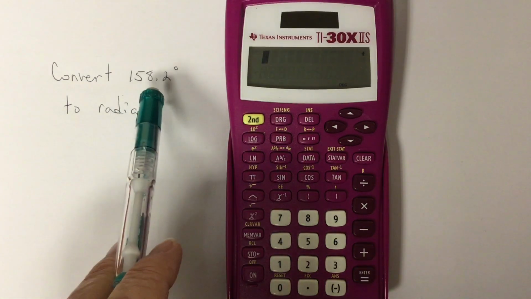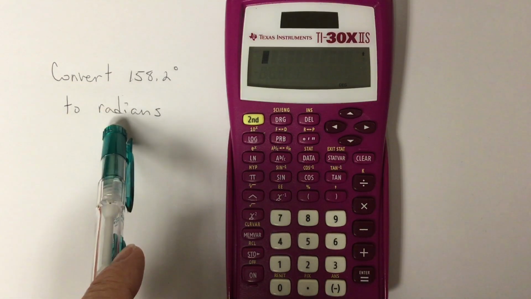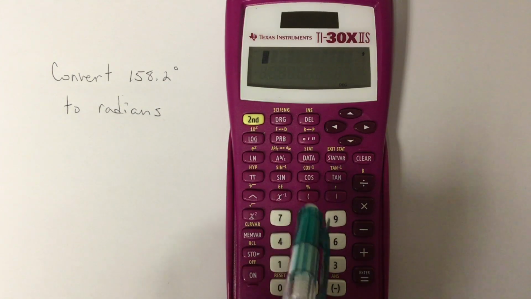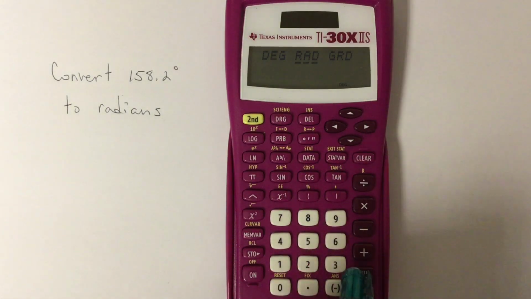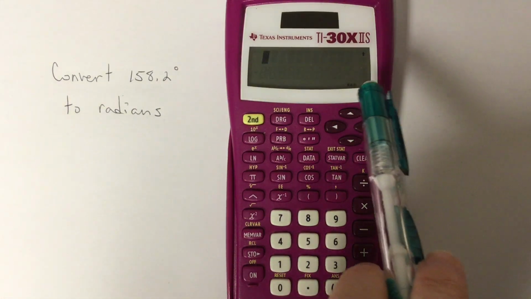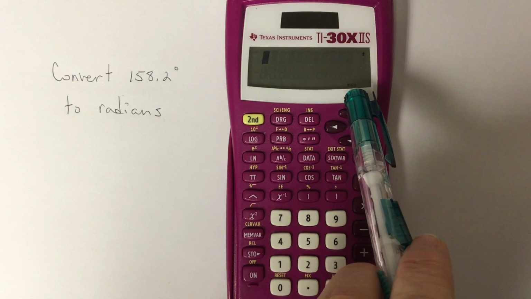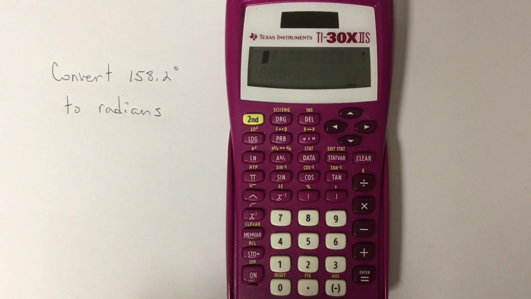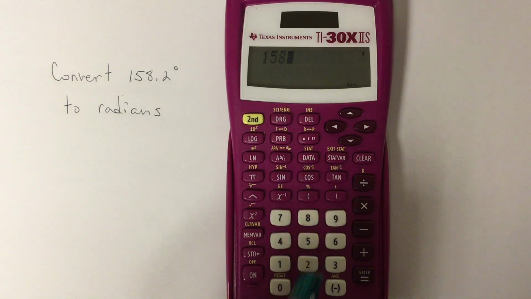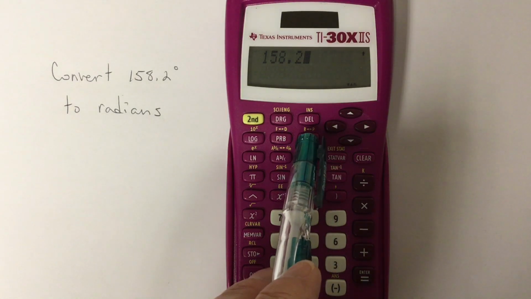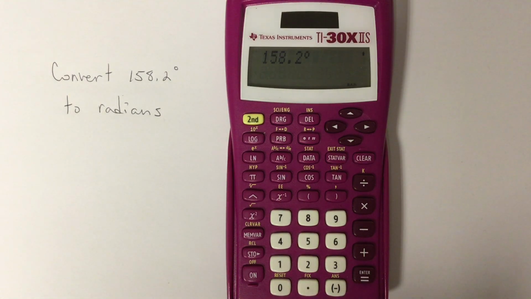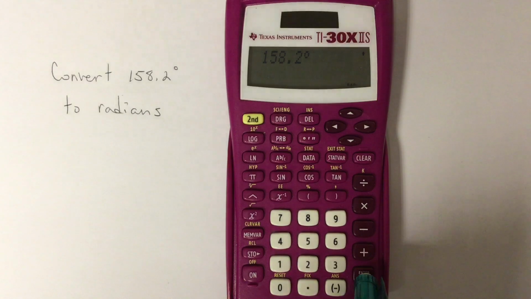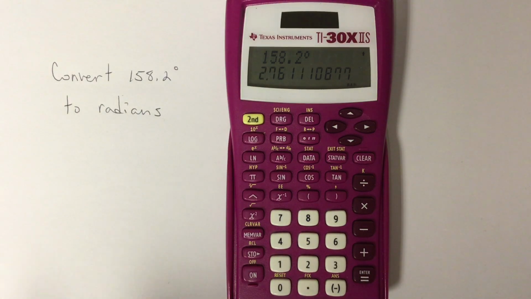To get the calculator to convert 158.2 degrees into radians, we'll need to set the calculator in radian mode. So you'll hit the DRG button and go over to radians and hit equal. Okay, now notice that the calculator screen says RAD, so we know we're in radian mode. If I enter the 158.2 and use my degrees, minutes, seconds button to specify to the calculator that this number is in degrees, then when I hit equal, it will convert to radians for me. So that's just another option for you.